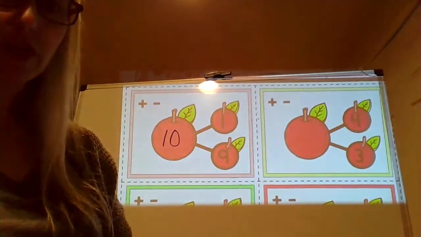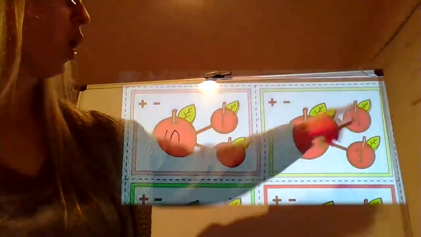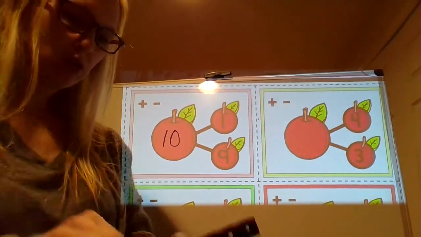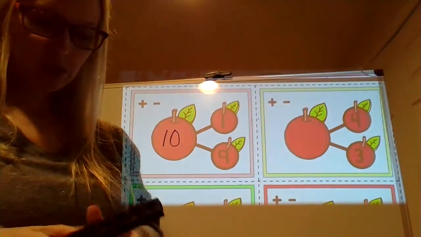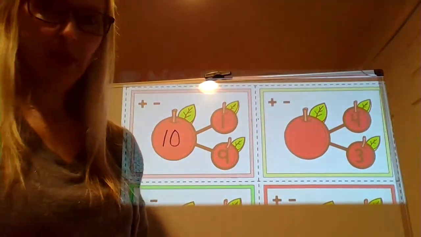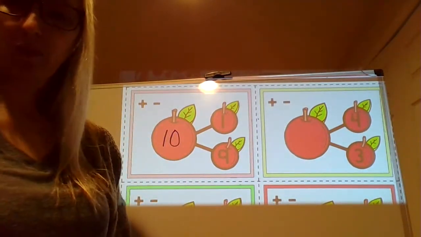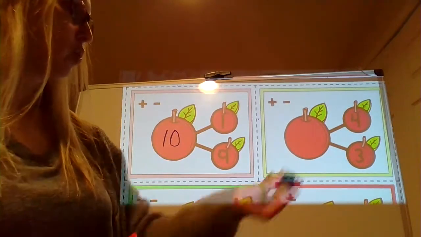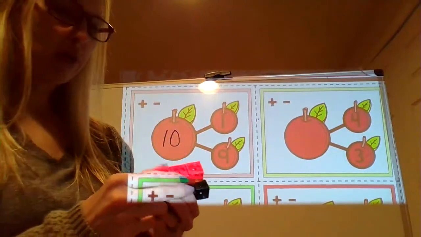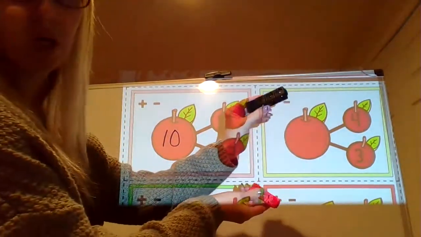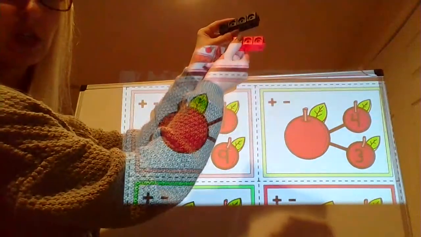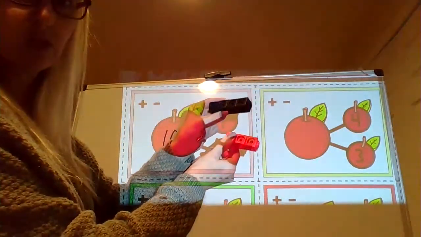Okay, let's do this one over here. So I need you to get 4 items in a pile and 3 items in a pile. Count that out. 4 items in a pile and 3 items in a pile. So I've got 4 black counters and 3 red counters.